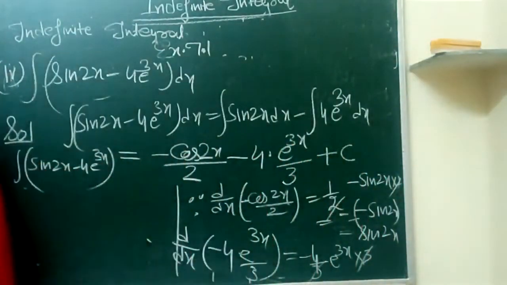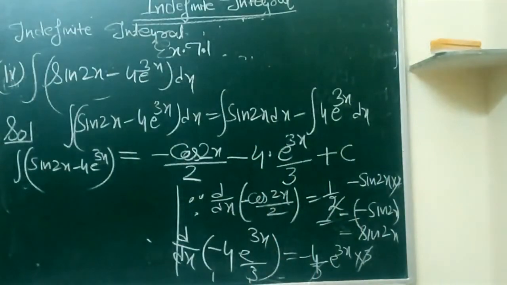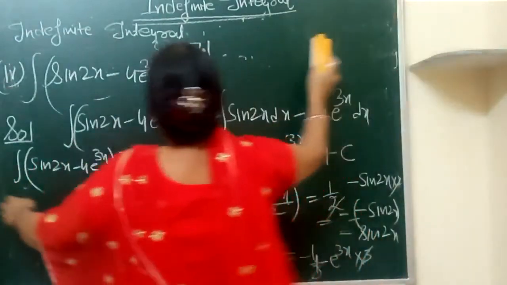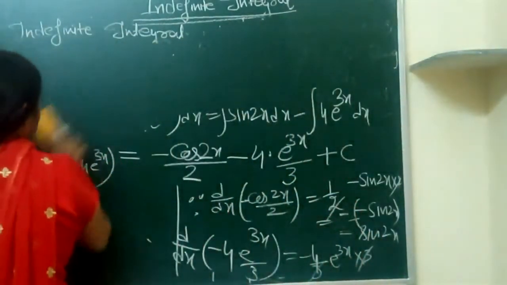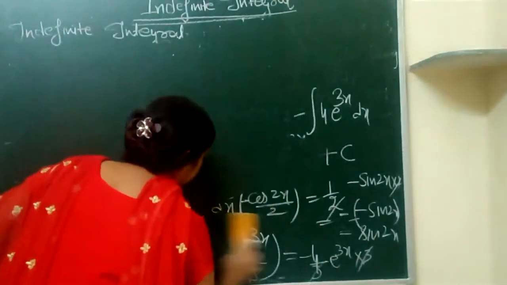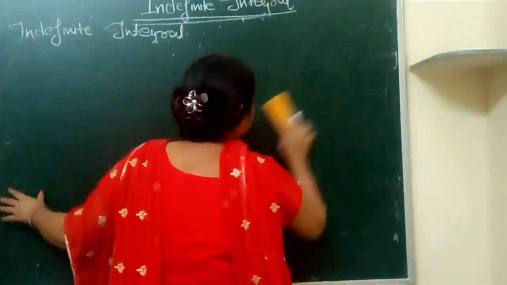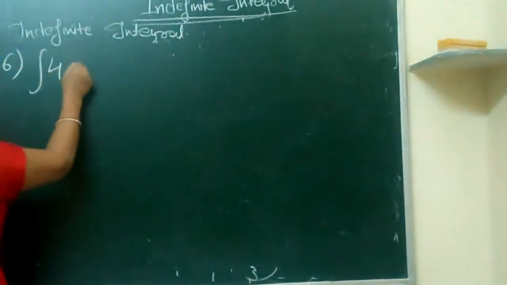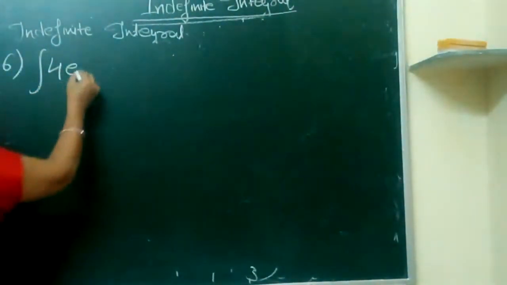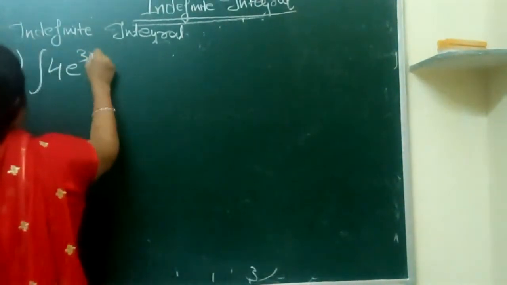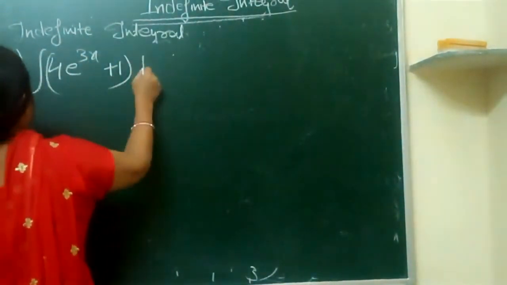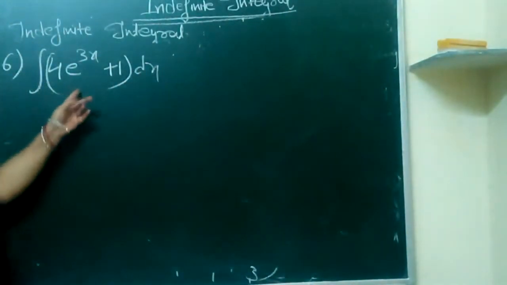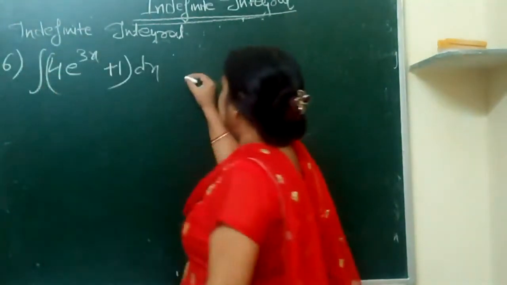Now we will start the next question, question number 6. Find the integration of 4e raised to power 3x plus 1 into dx. This is question number 6. We have to find the integration of this term. So let us start the solution.